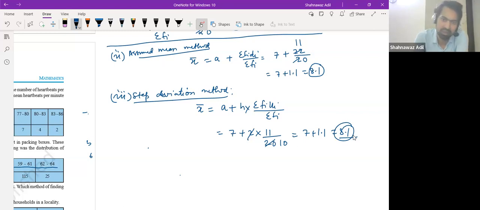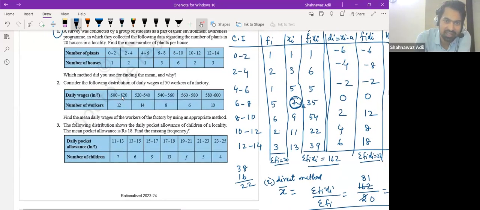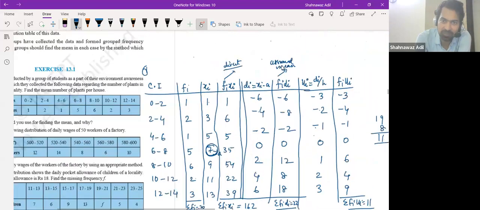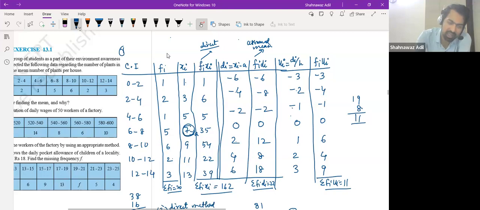Yes, sir. Okay, I'm doing these two methods because I will give this question to you guys. You can see these numbers are pretty big, and then you guys have to apply the third method. So please note down this first question, and then I will give you the second question.